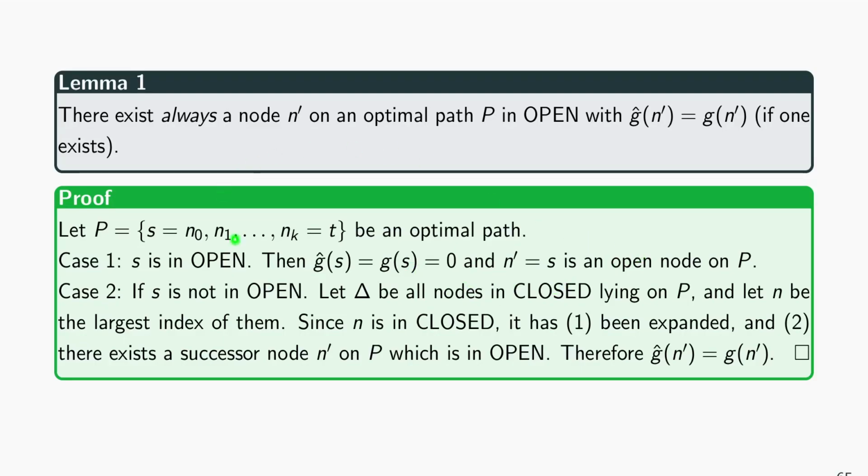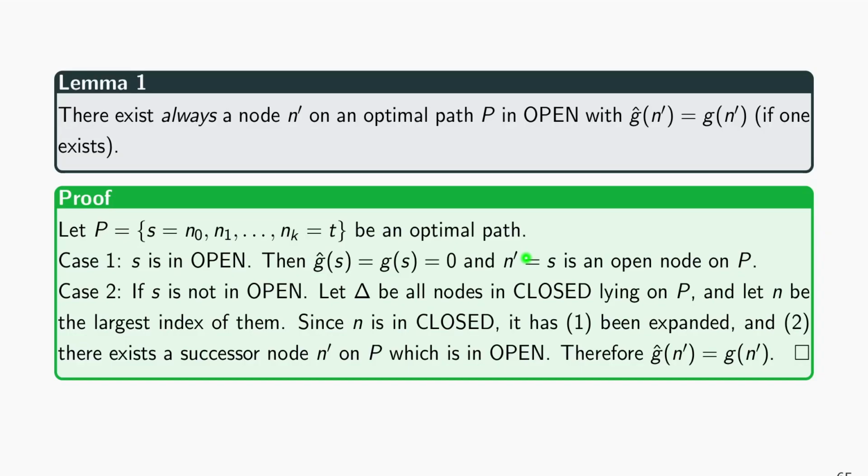Okay, and then the second case is the actual only interesting one. So now we assume that S is not in open, and we want to show that any of the other ones is not only in open, but has this correct cost estimate. Okay, and then what we do is that we try to look at the closed set. And remember, the closed set contains all of the nodes that we have visited already.